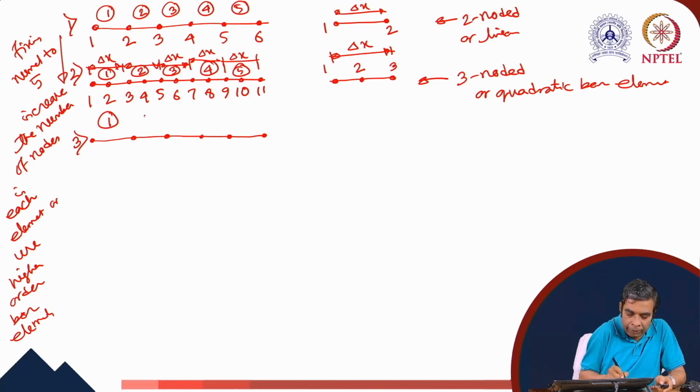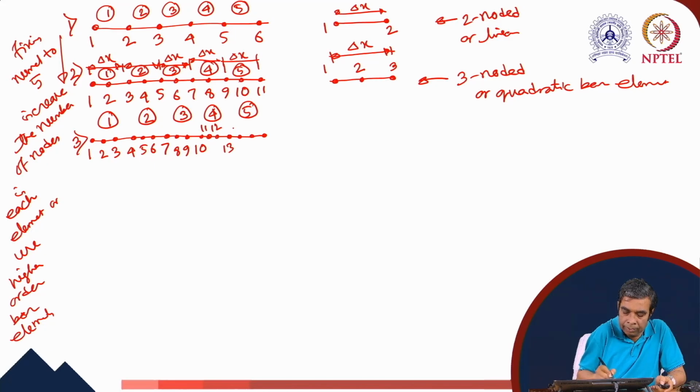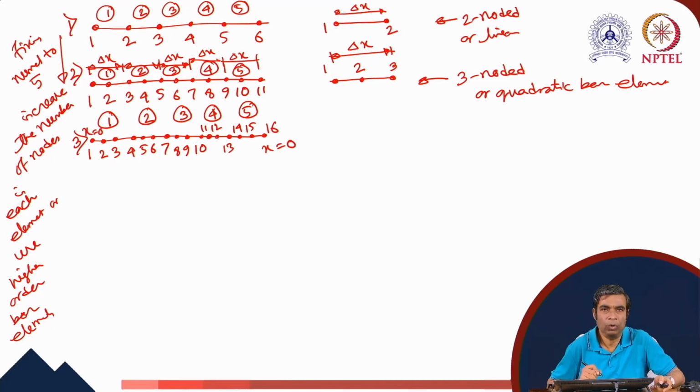So our elements are 1, 2, 3, 4 and 5. So this is 1, 2, 3, 4, 5, 6, 7, 8, 9, 10, 11, 12, 13, 14, 15 and 16. It means that when we go from quadratic to the cubic bar element, our total number of global nodes increases from 11 to 16.